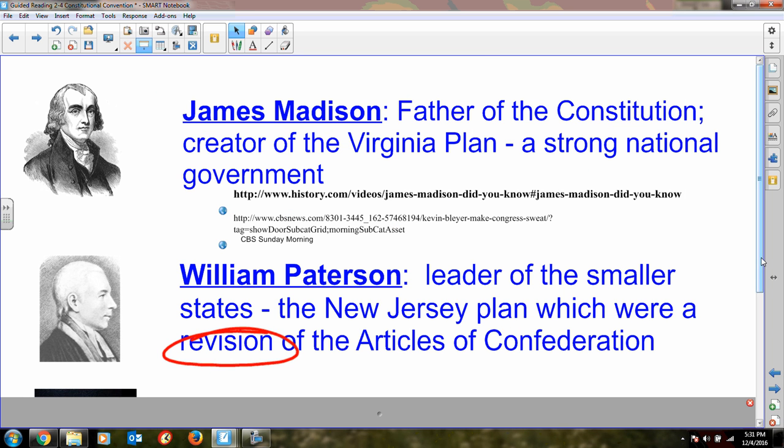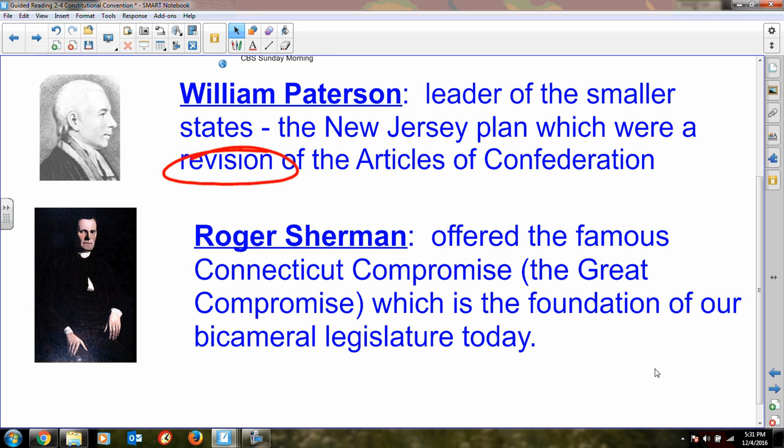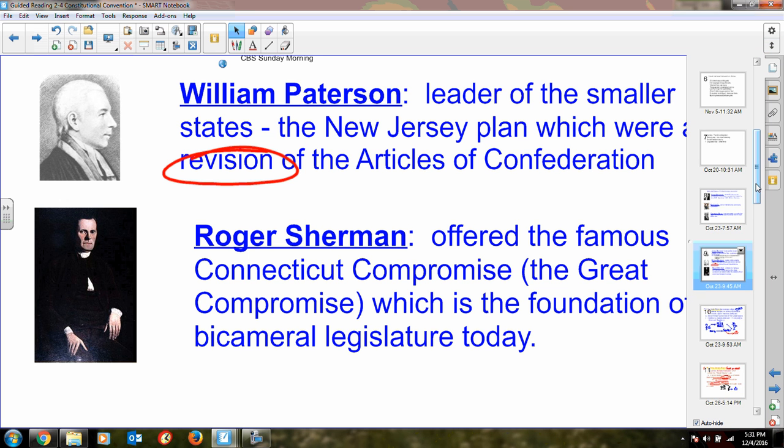Roger Sherman is the man that I think can take credit for saving our country. He offered what is now known as the Great Compromise, the Connecticut Compromise, which is the foundation of our government today. Without this compromise, I doubt that we would have survived for very long. Our government would have fallen apart, and probably England or France would have swooped in. So what was the Connecticut Compromise?